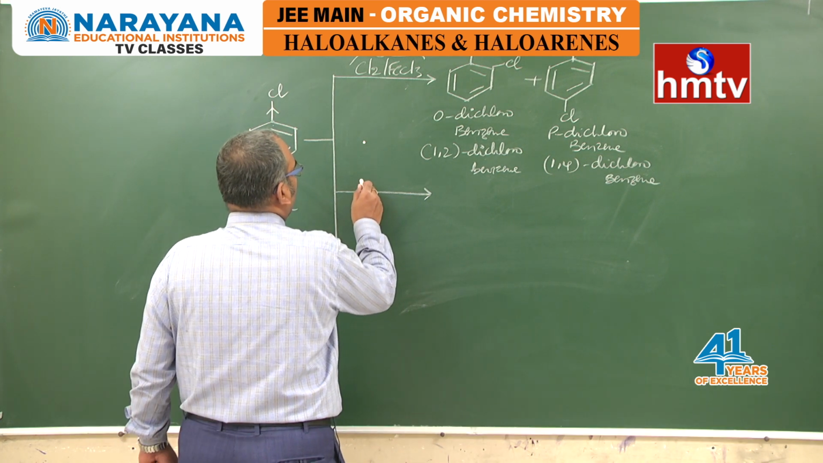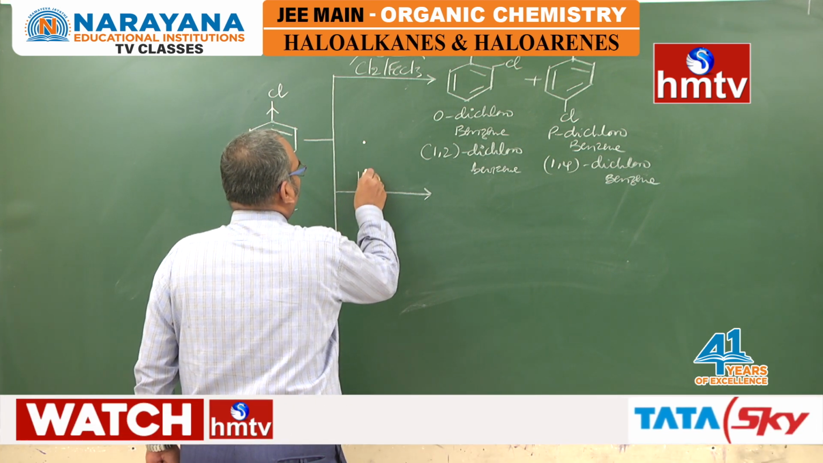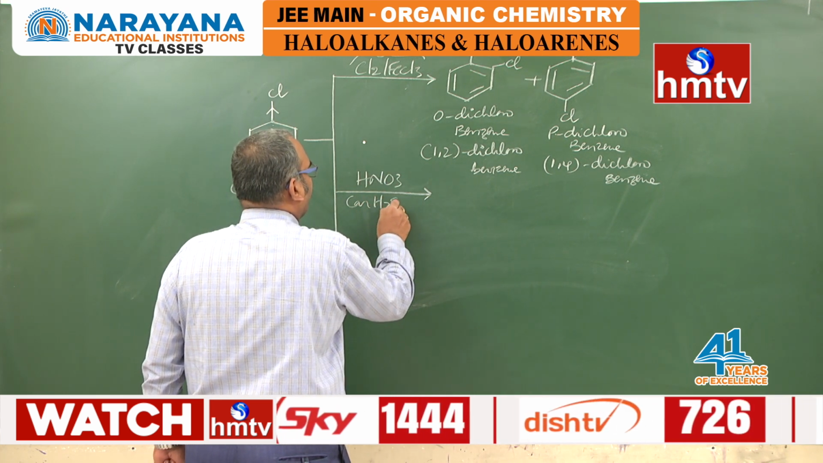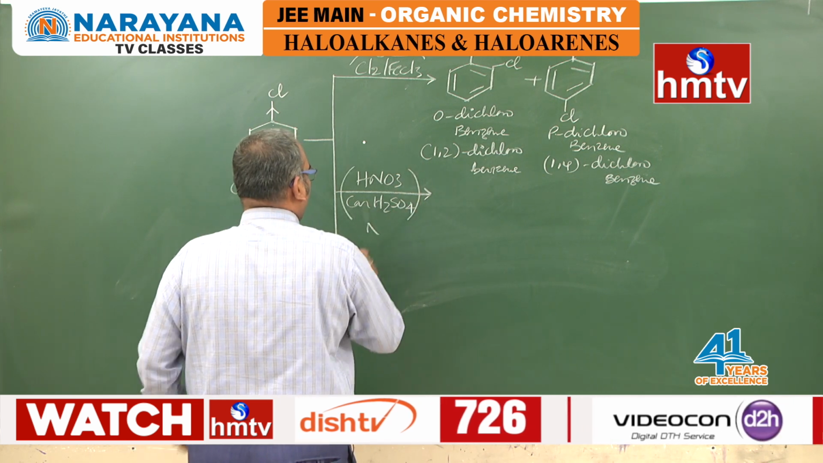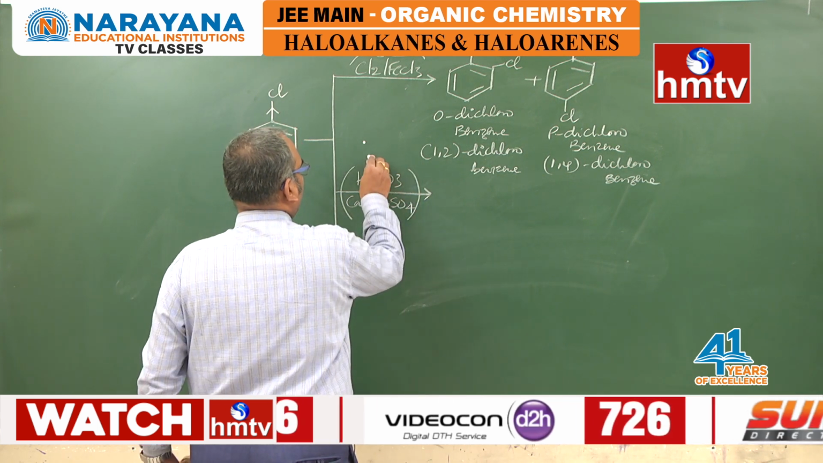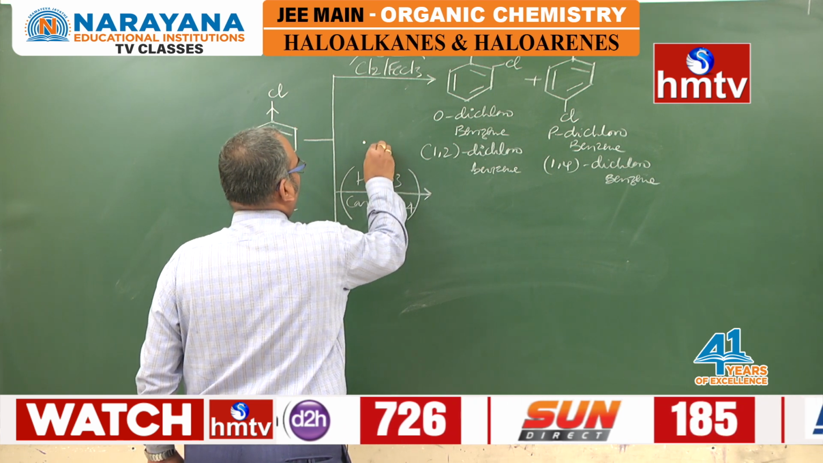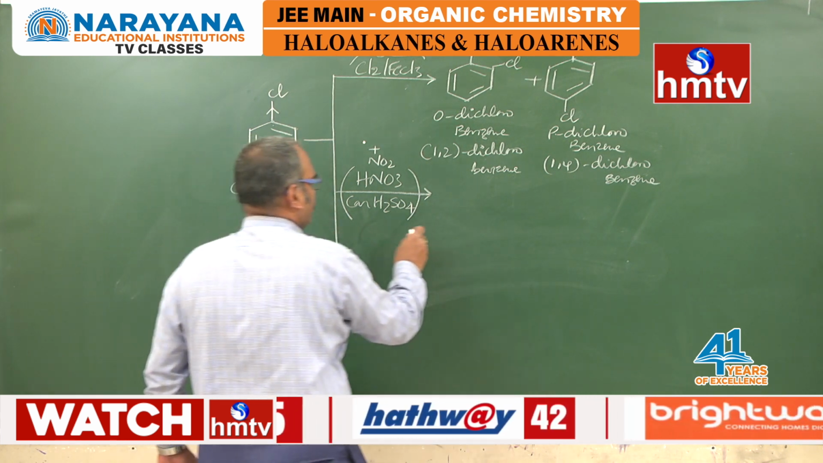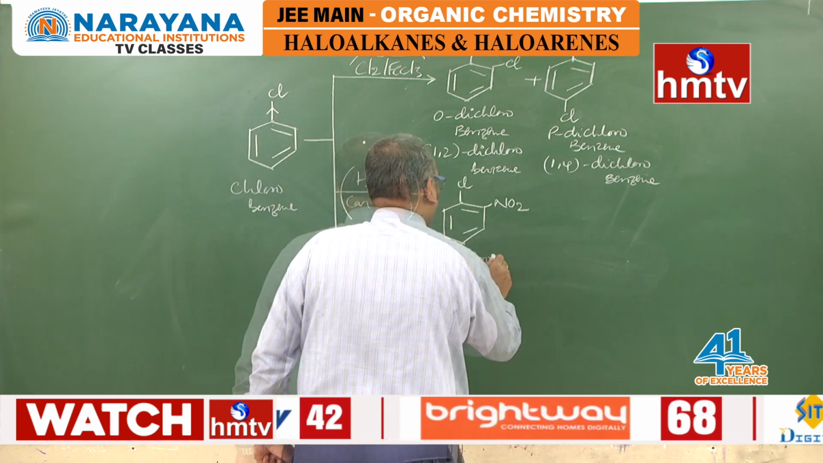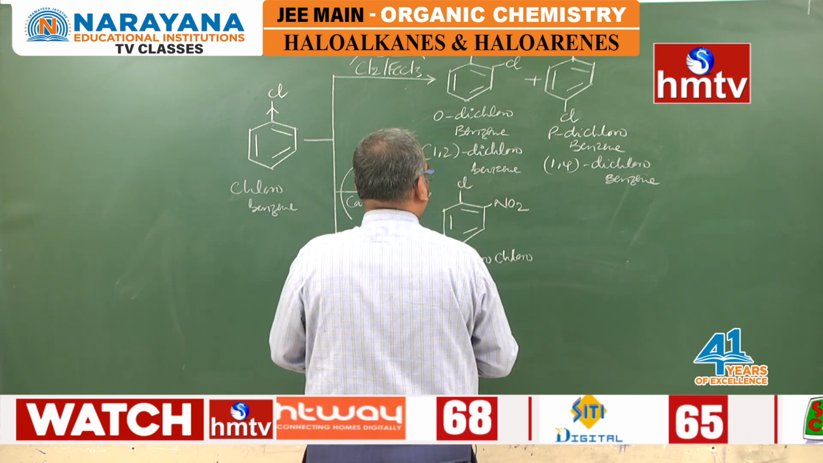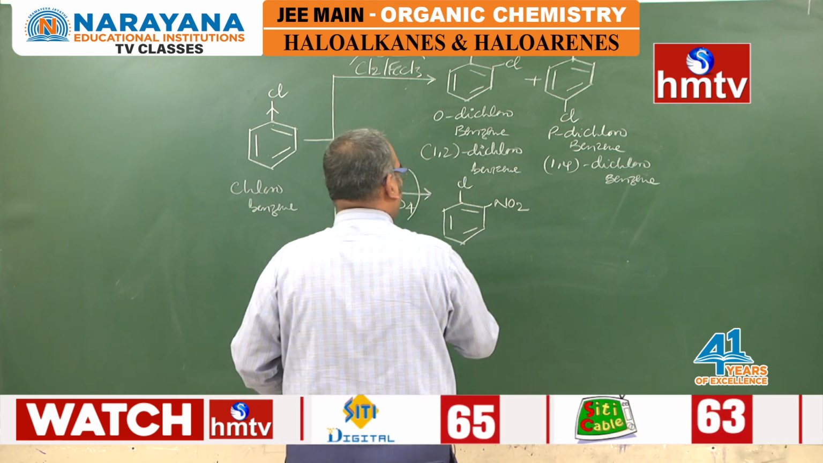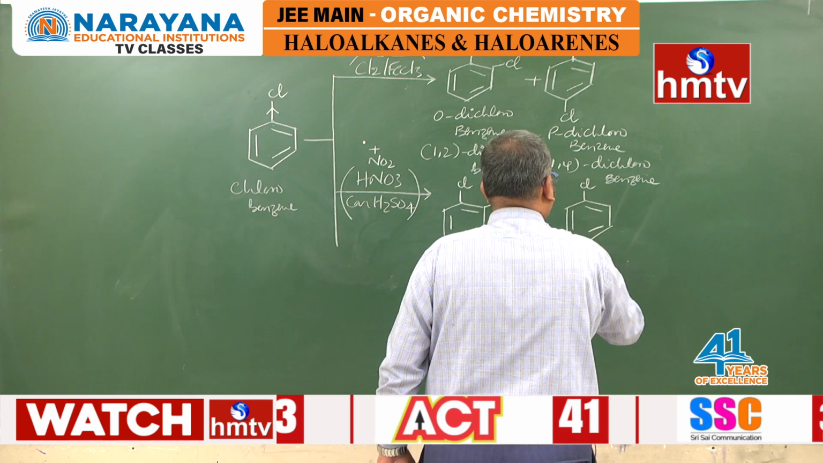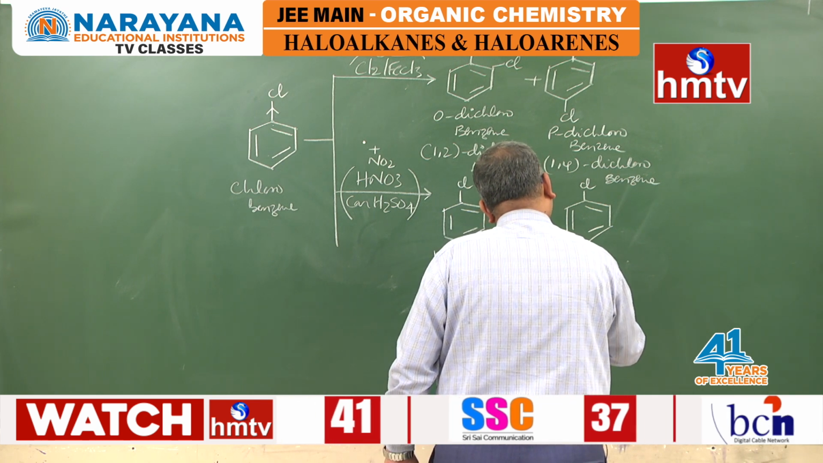Now let us take nitration. When it is treated with nitric acid and concentrated sulfuric acid, the mixture provides nitronium ion. The incoming nitronium ion will attack either the ortho position or para position. This is ortho nitrochlorobenzene, otherwise you can call it 1-chloro-2-nitrobenzene, and 1-chloro-4-nitrobenzene.